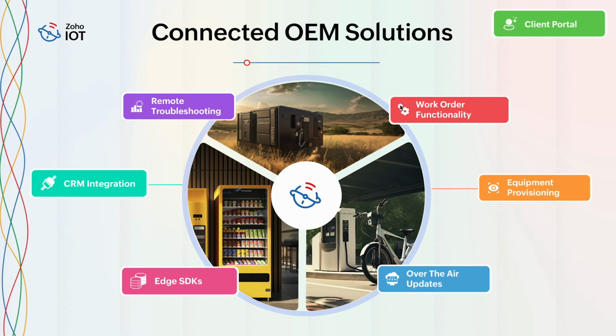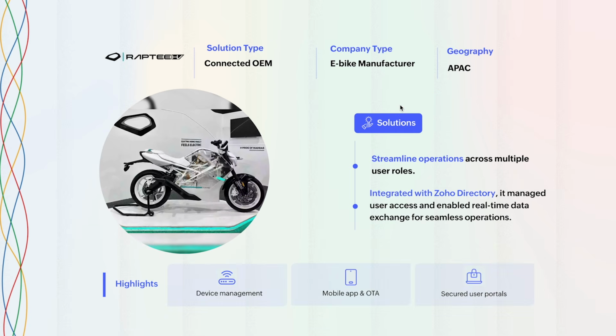As part of this, we also provide mobile SDKs which can be rebranded and white labeled, and they can extend on top of it. Client portal functionality enables them to manage multiple clients within one ecosystem. We also provide CRM integration here, so overall we are able to provide all these functionalities for them. One of the use cases is Rapti, an aspiring electric bike manufacturer.